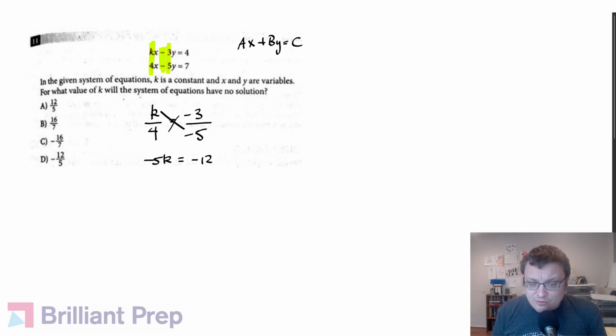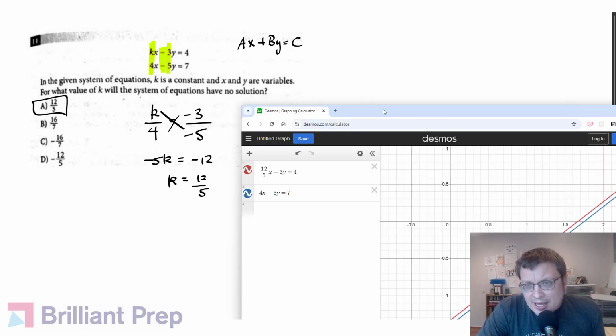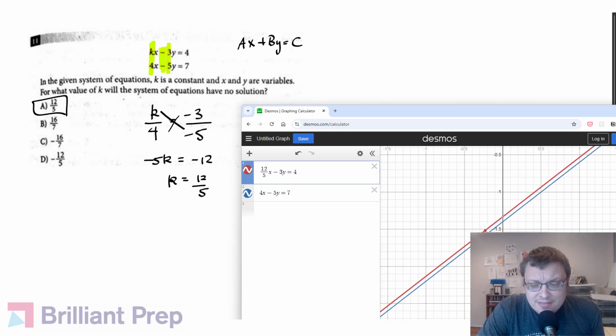-5k is equal to -12. And so k would be 12 over 5, and that would get us choice A. If we go ahead and plug this value of k into the equation and plug these equations into Desmos, we can indeed verify that we have two parallel lines, and two parallel lines, of course, never intersect, meaning there's no solution to the system. In fact, this is another way you could have done this question.